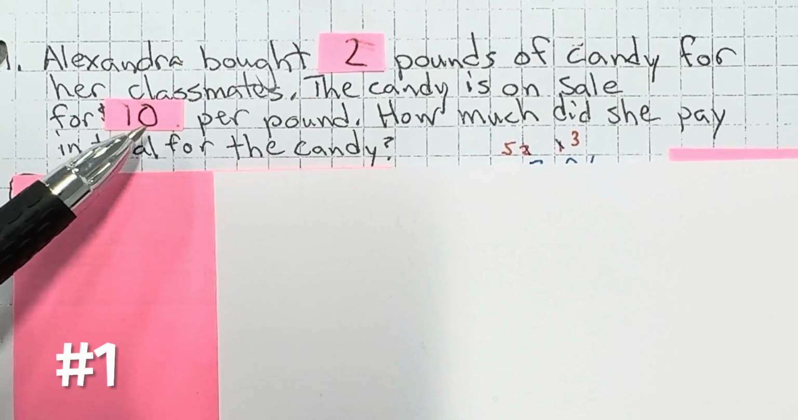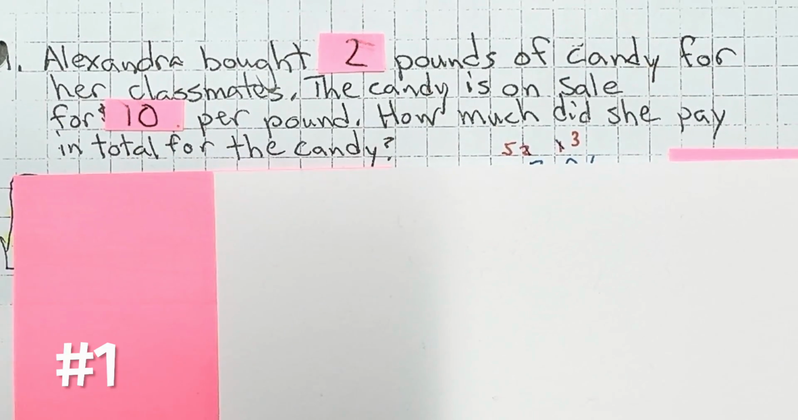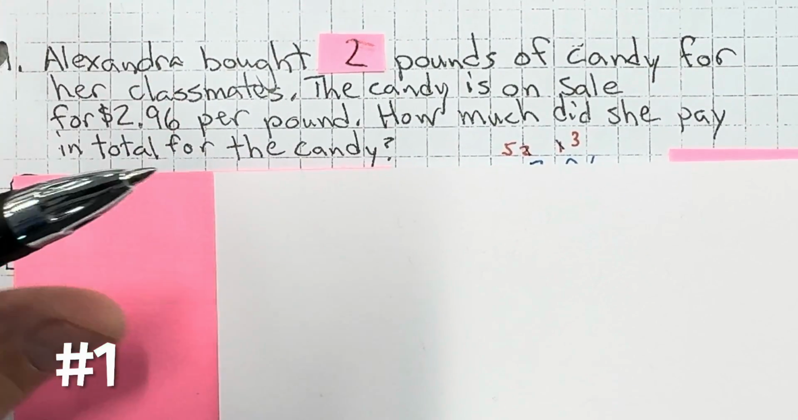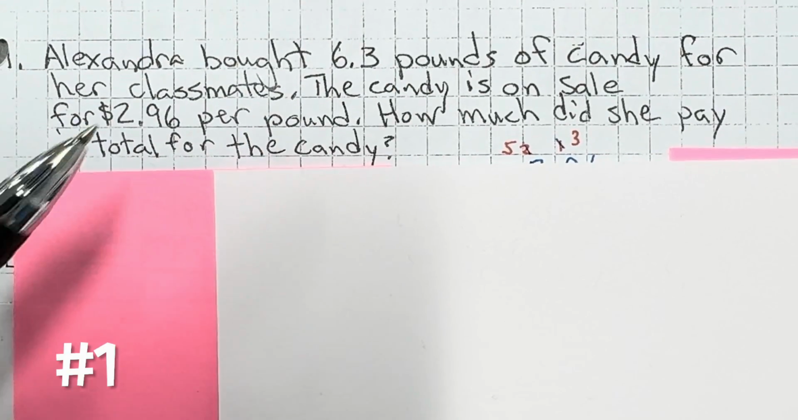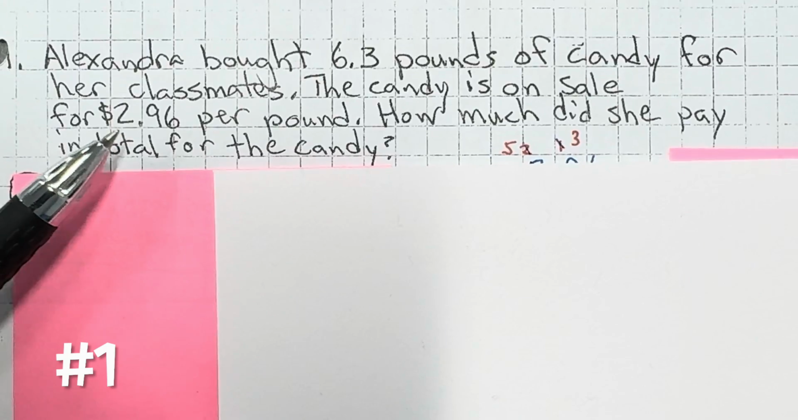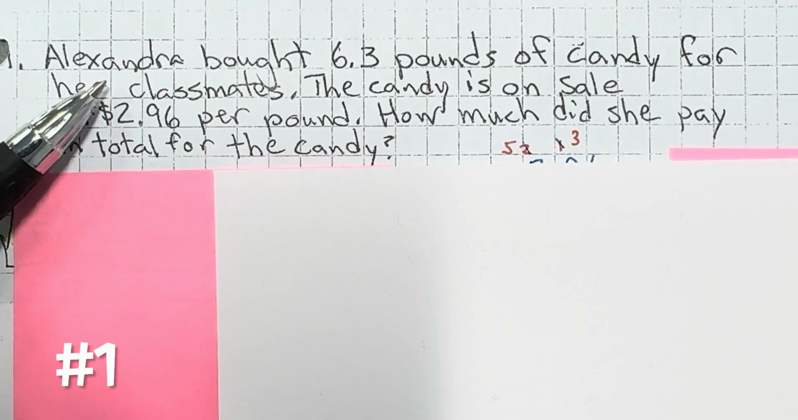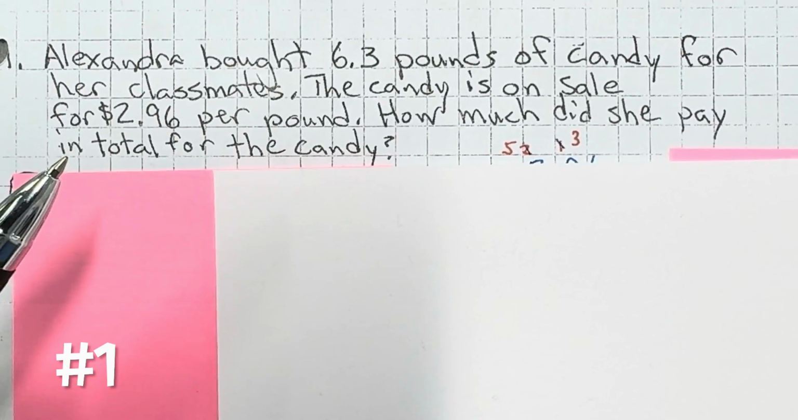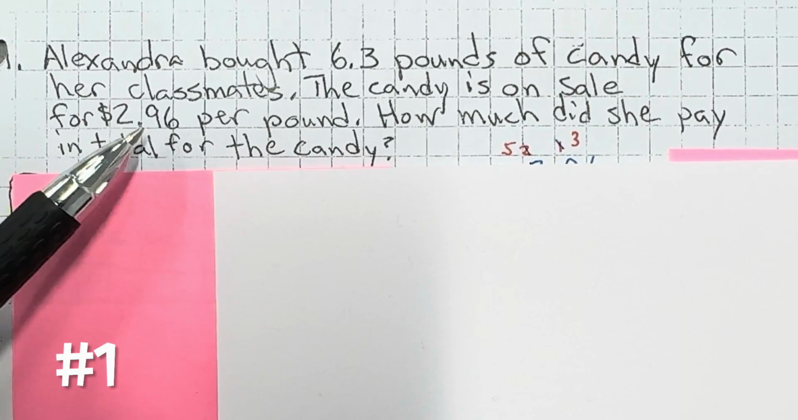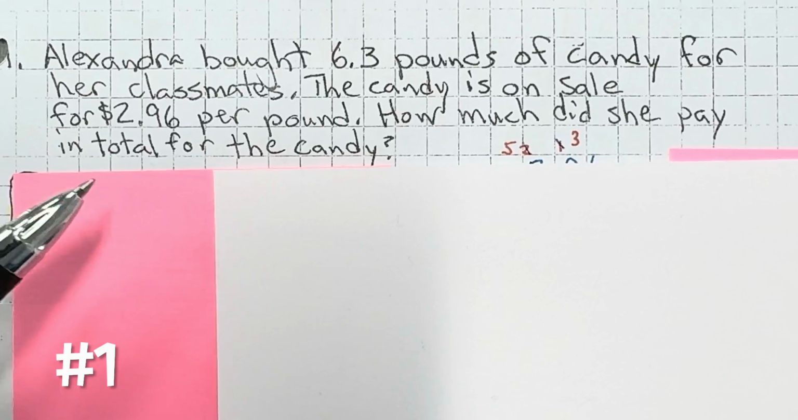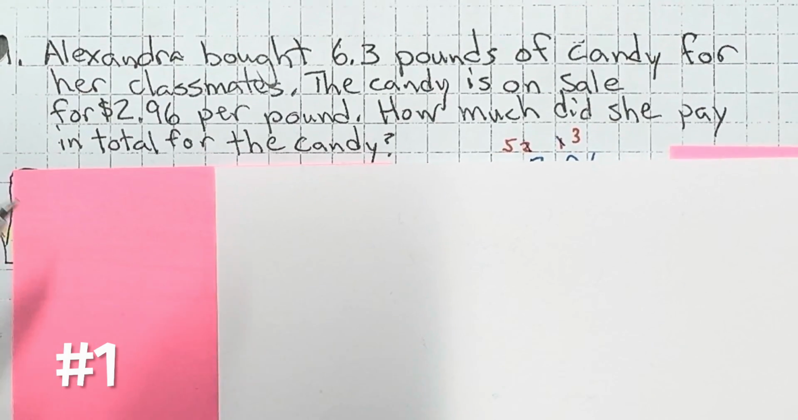I used friendly numbers, 2 and 10, for this problem instead of the decimals. So now that I know the operation is multiplication, I'm going to reread it. Alexandra bought 6.3 pounds of candy for her classmates. The candy is on sale for $2.96 per pound. How much did she pay in total for the candy?